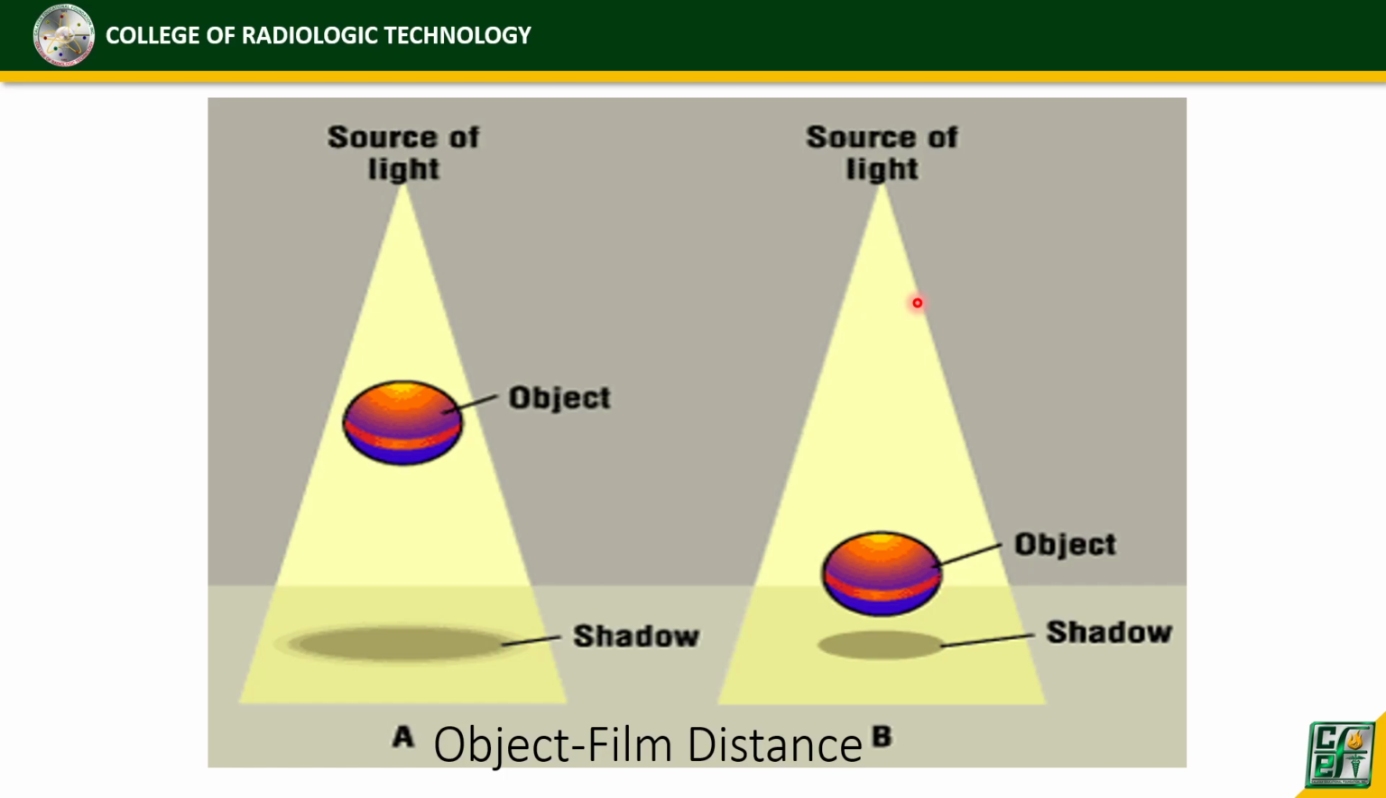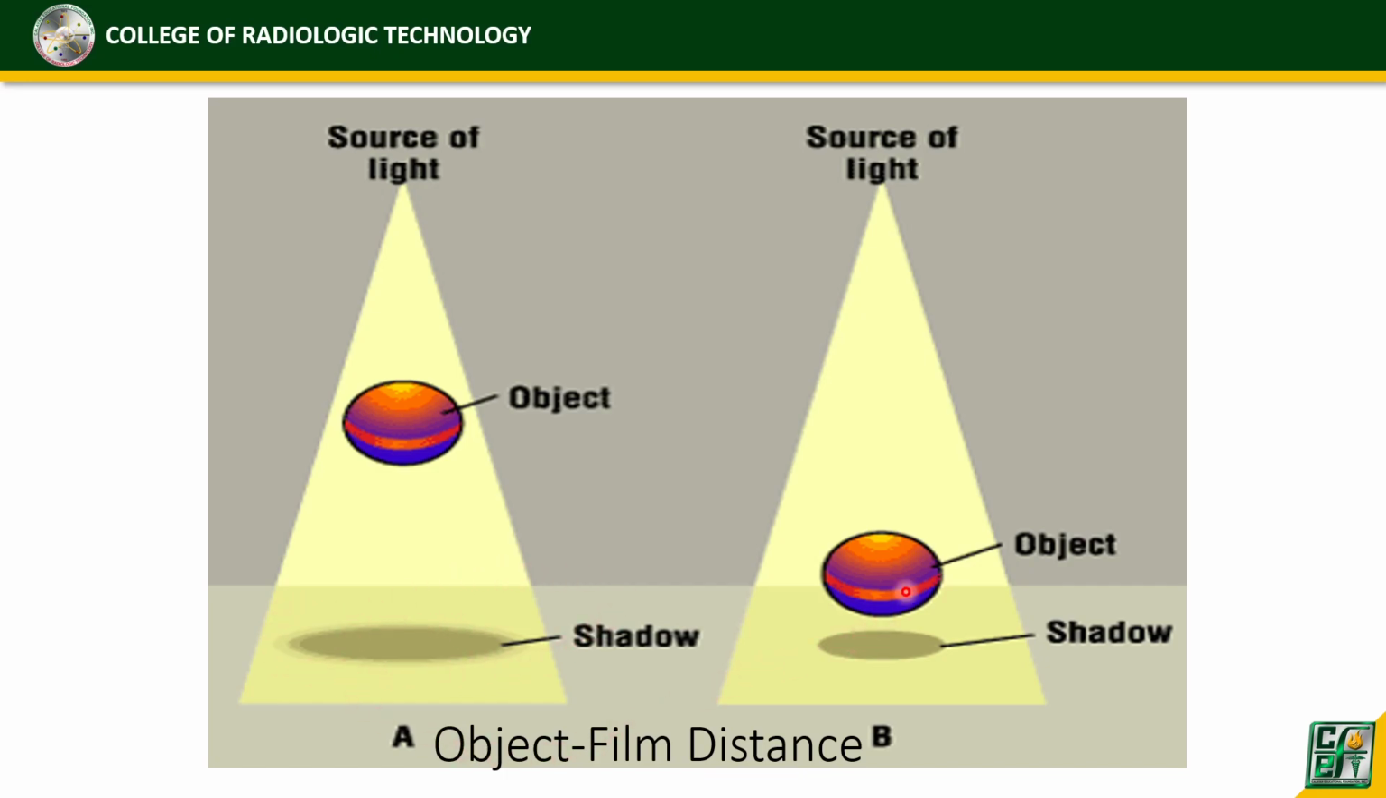So now we proceed to the OFD, or the object to film distance. Okay. So this is our source. Okay. Source of radiation, pero sige, for the purpose of this topic, so source of light. So this is the object. Okay. When the object is farther from the film, malayo siya sa image receptor, okay, at malapit siya doon sa source of light or source of radiation, so lumalaki yung kanyang image. Okay? At the same time, paglaki ng image, lumalaki rin yung area of unsharpness.